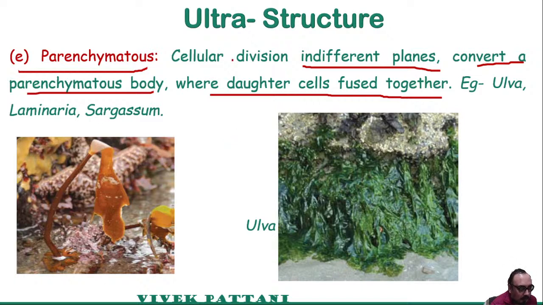I am repeating again: in the case of parenchymatous, cellular division in different planes converts it into a parenchymatous body where daughter cells are fused together. Examples include Ulva, Laminaria and Sargassum. This photograph is of a Laminaria and this photograph is of an Ulva.